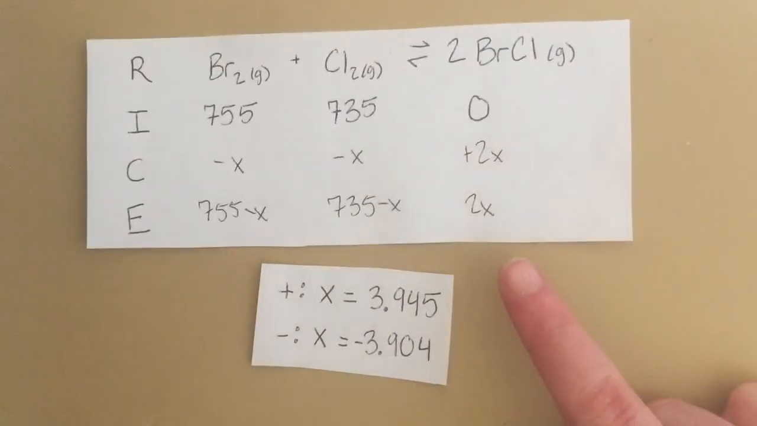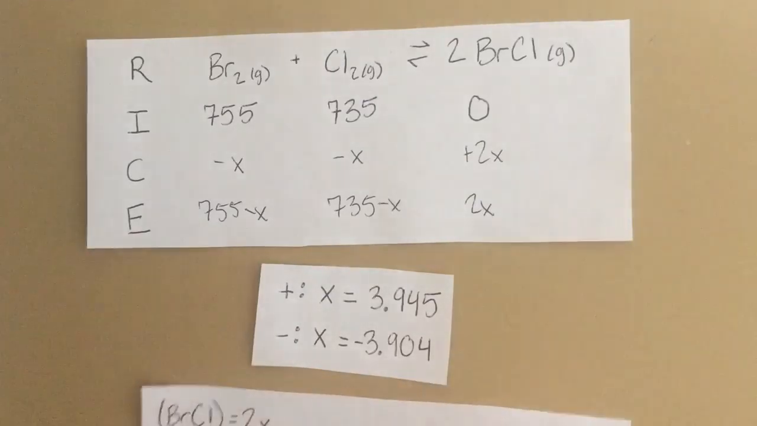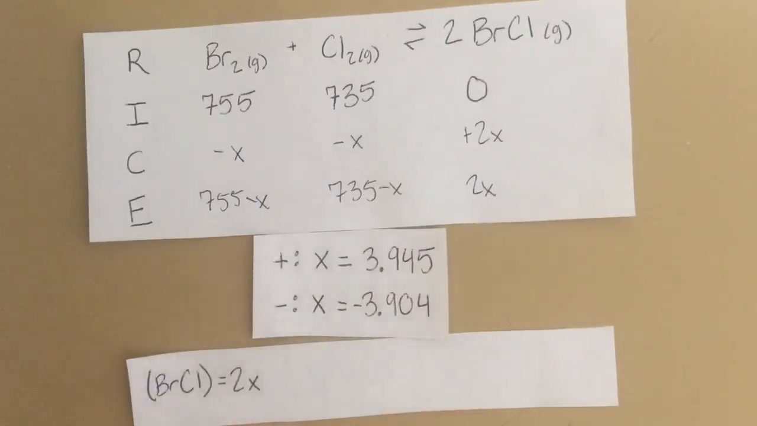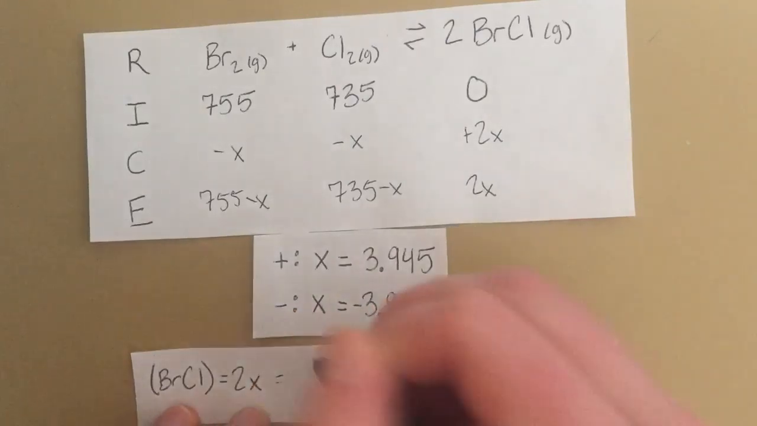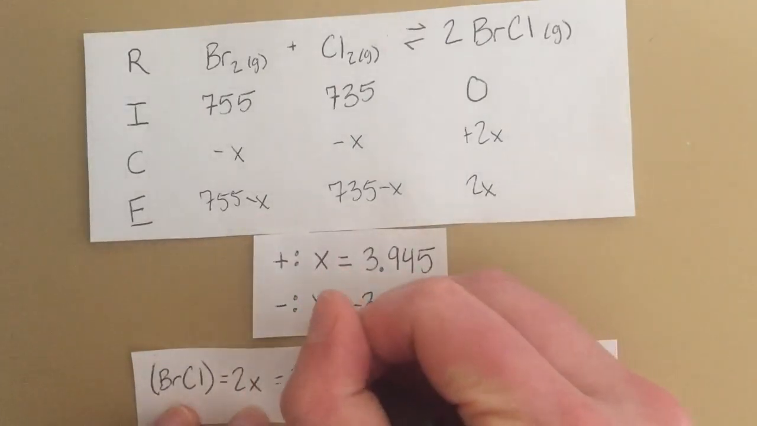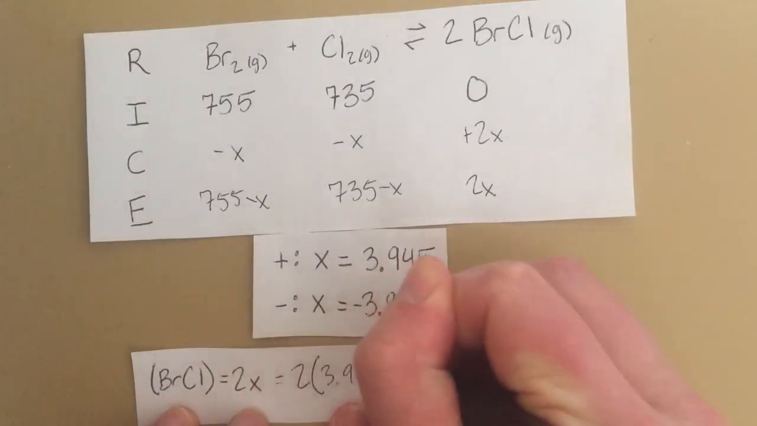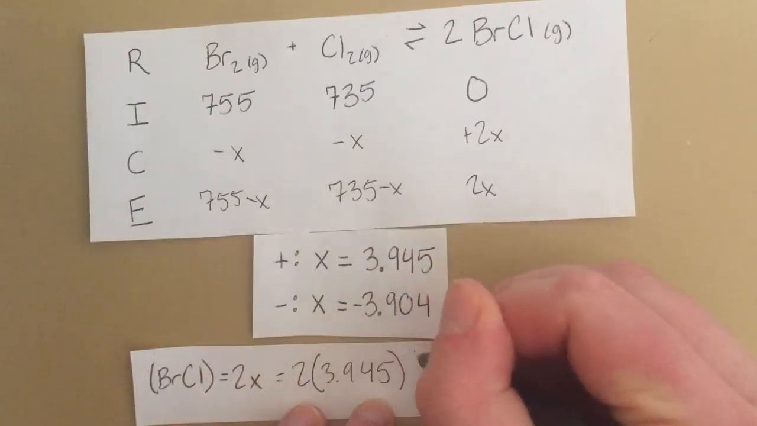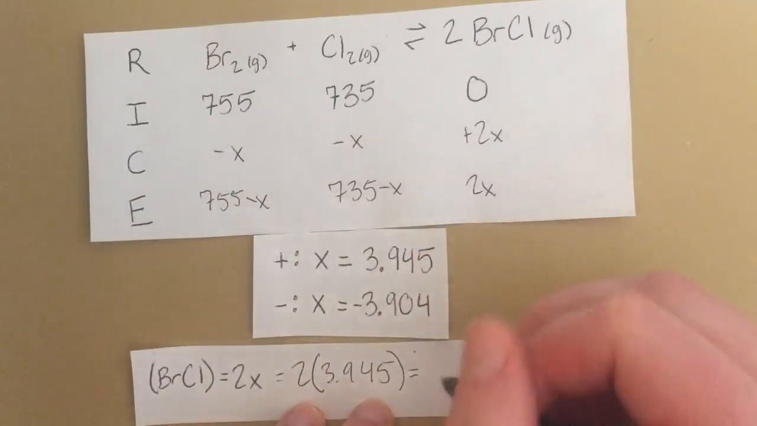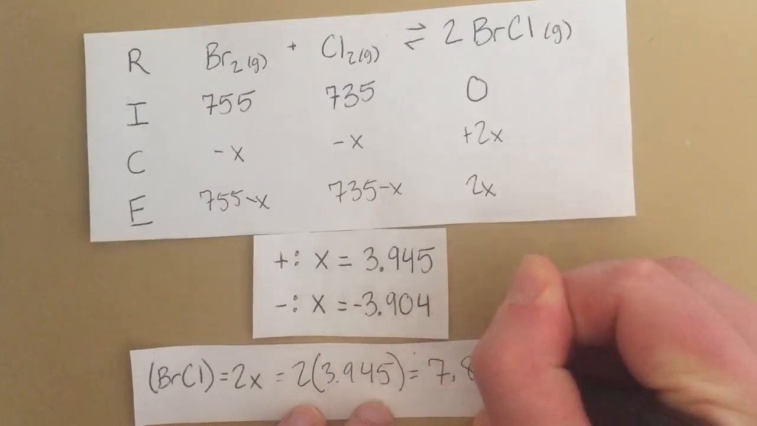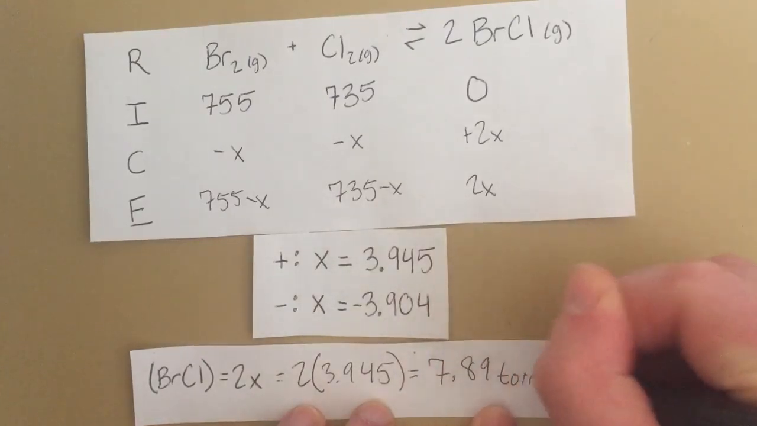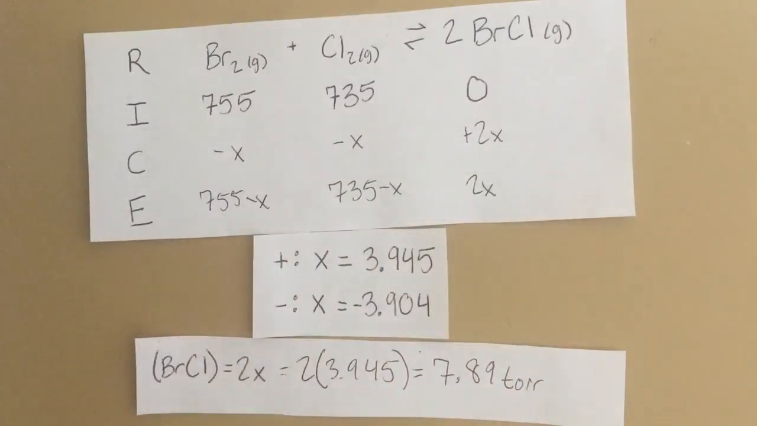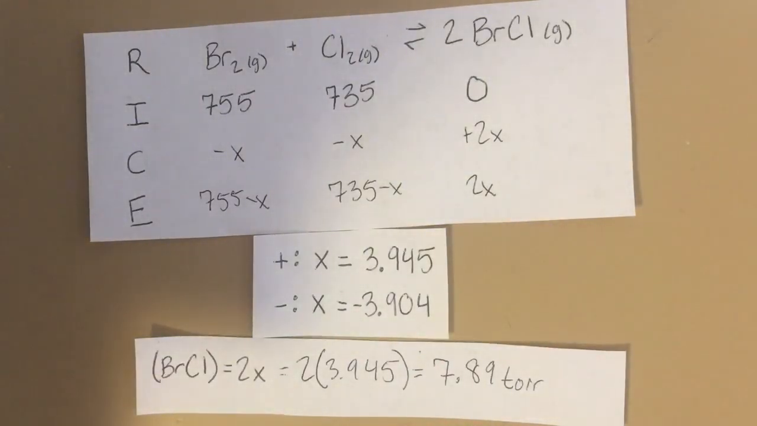Now, if we go back to our RICE table, we see that our equilibrium partial pressure for bromine monochloride is 2x, and that is the value we're solving for. So now that we have x, we are able to plug in the x value we have times 2, and what we get for the partial pressure at equilibrium for bromine monochloride is 7.89 torr. It's in torr, as those are the partial pressure units we've been given, and it has 3 significant figures.